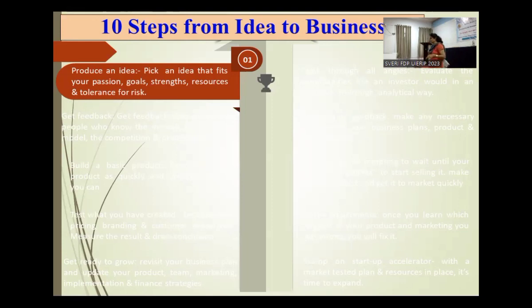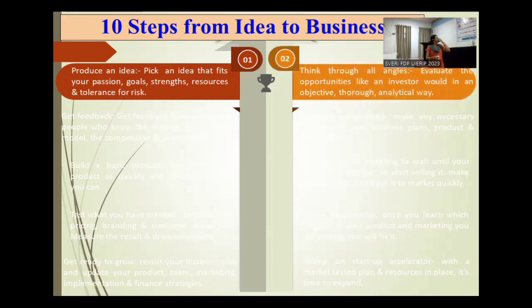Whenever you are picking an idea, all the research says you have to work interdisciplinary. It doesn't mean that your expertise is in electrical engineering and you will search for ideas in civil engineering. That will not work. Rather, if a civil engineering problem is there and some electrical part is involved, you can help with that and collaborate. So pick an idea that fits your passion, goals, strength, resources, and tolerance for risk.